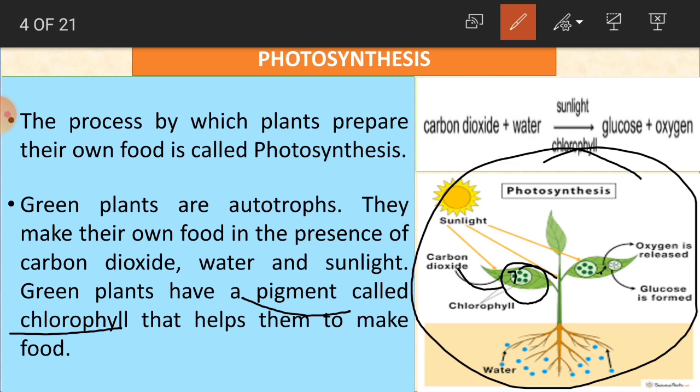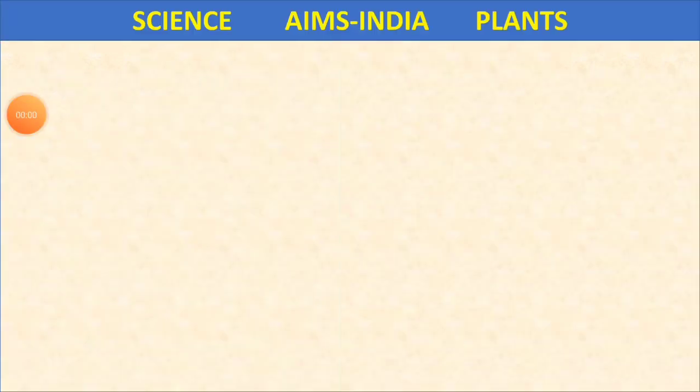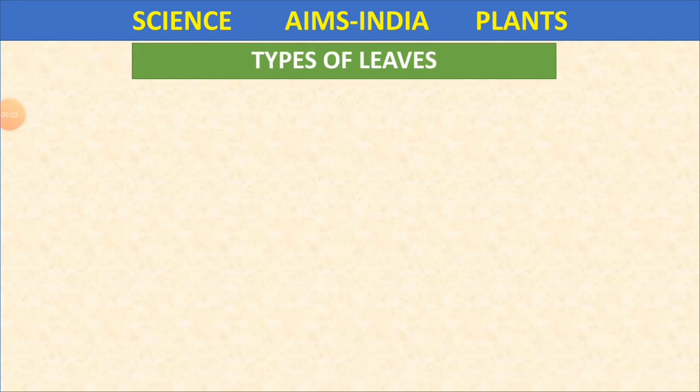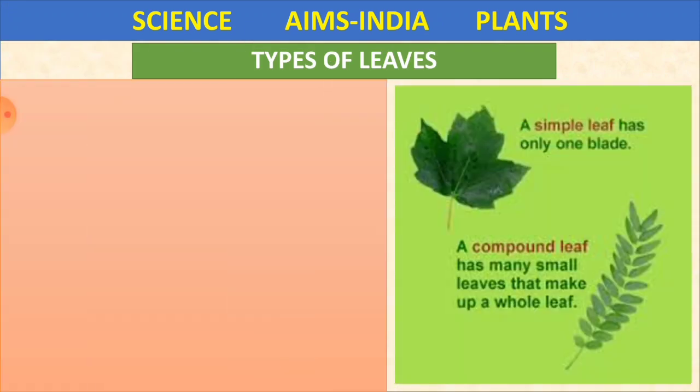Okay, children? So here carbon dioxide plus water again plus. Yes, children. So photosynthesis, is it clear to you? Now we'll just learn about the types of leaves.